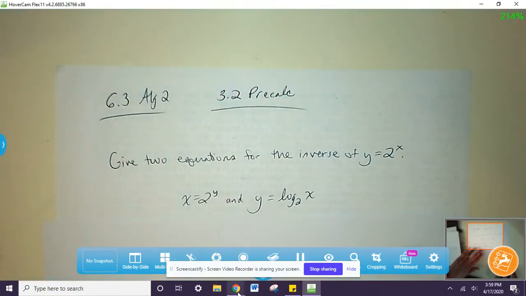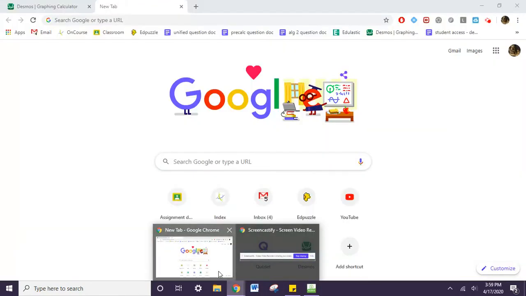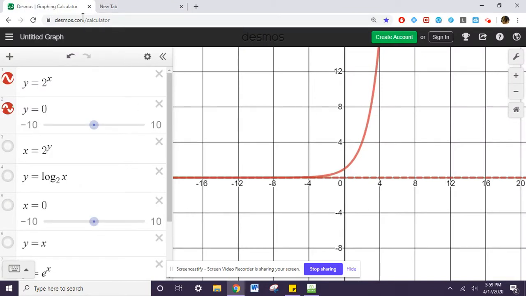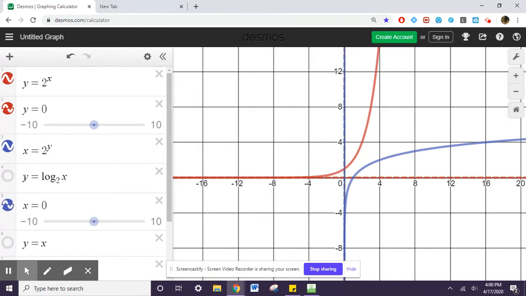Okay. And what I'd like to do is take you over to Desmos and just show you those graphs to reinforce that. So here's your y equals 2 to the x graph in red. And our exponential function has a horizontal asymptote. If we graph the inverse, x equals 2 to the y, it has a vertical asymptote, and it is the same as log base 2 of x. And you can see that as I click back and forth, this log graph is the same as x equals 2 to the y. And they are reflections of each other over the line y equals x.